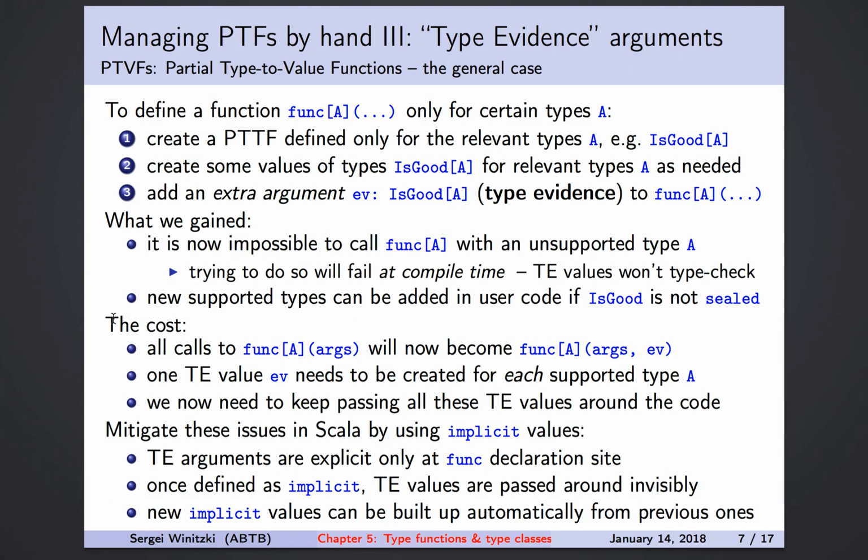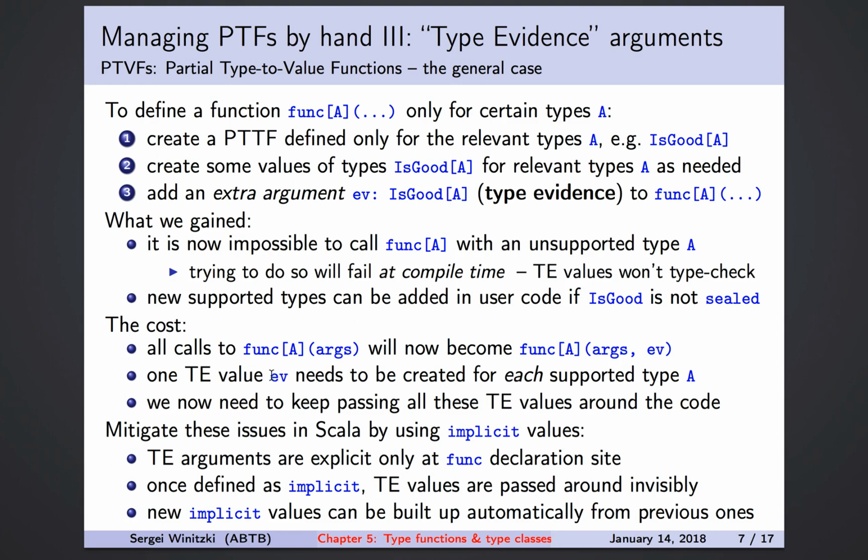Now this solution has its cost. Here is what we have to do now. First, all calls to this function will now become calls of this kind. We have one more argument. For each call of this function, we have to put one more argument.